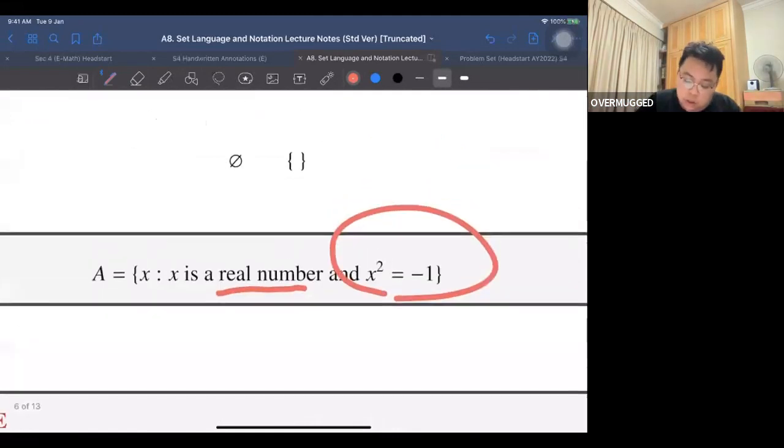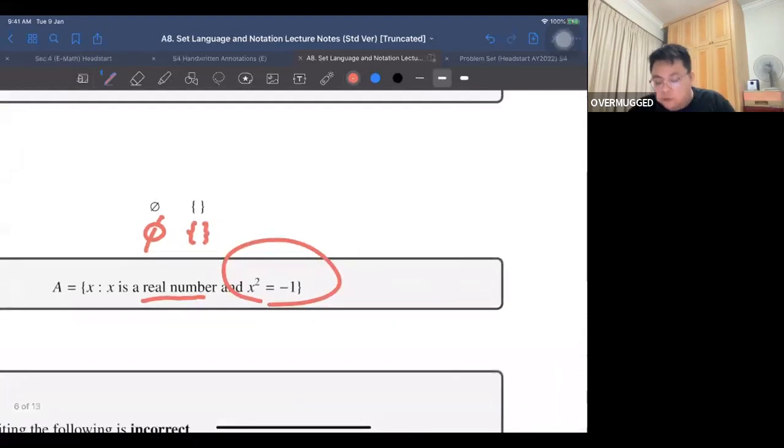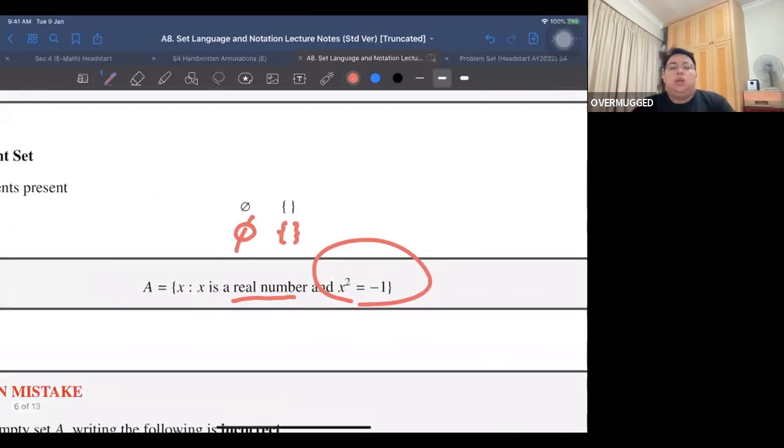So basically, we will draw these symbols here. This is what we call the null set, or what we call the empty set. So if it doesn't work, it means the set is completely empty.